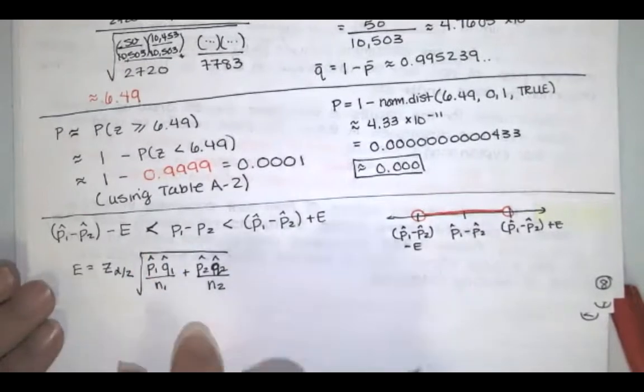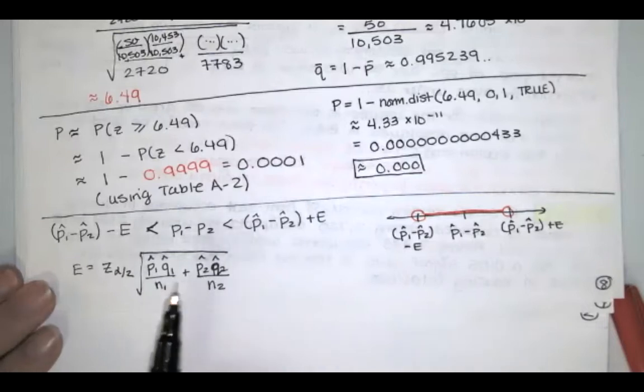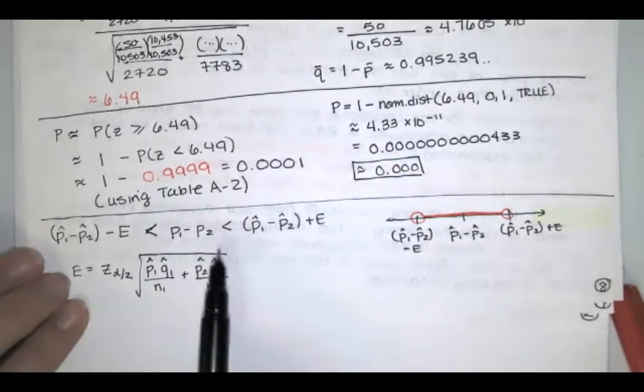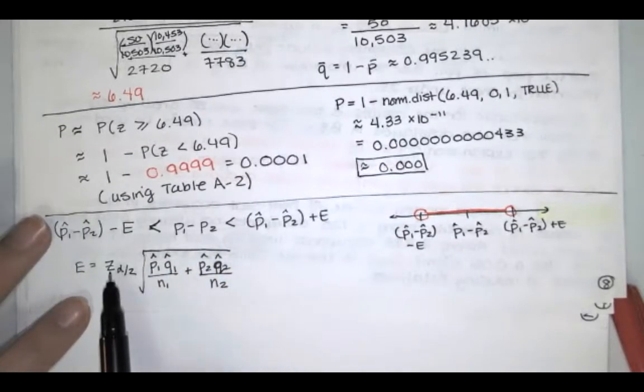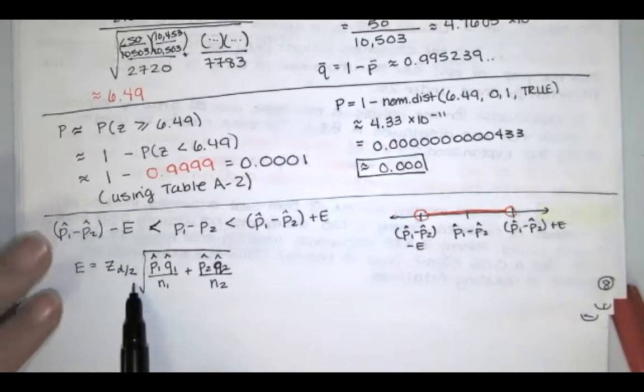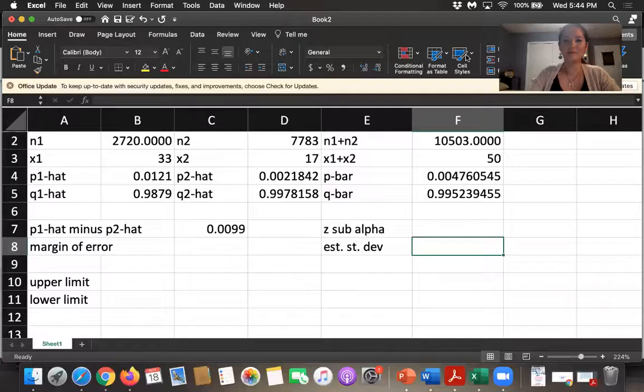So the standard deviation has almost the same form, but because we are not making any assumptions about P1 and P2, we're not saying that they're equal to each other, we use P1 hat and Q1 hat and P2 hat and Q2 hat as estimates for P1, Q1, and P2 and Q2. Okay, so I will use Excel to compute this for us, and then I will talk through how we find the appropriate Z sub alpha over 2. Let's use Excel to compute this piece first.